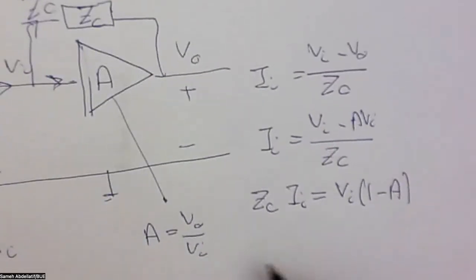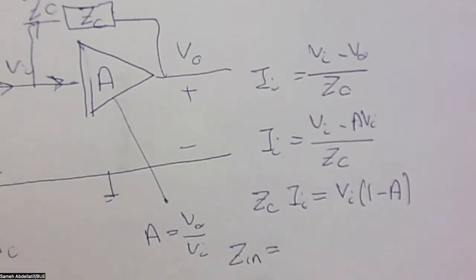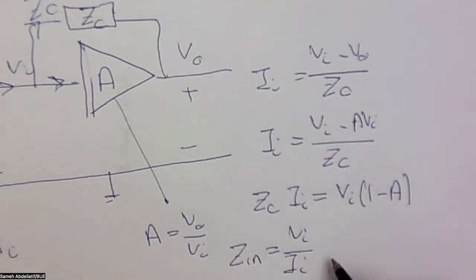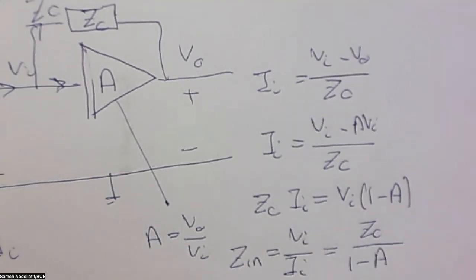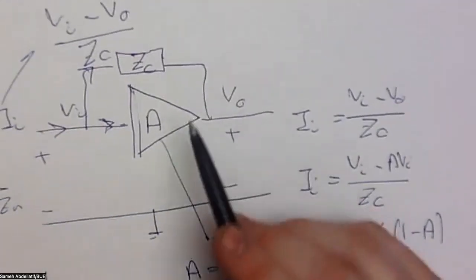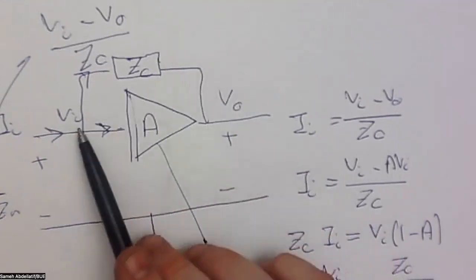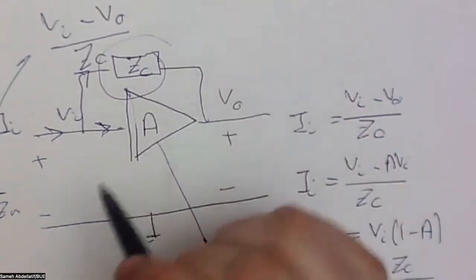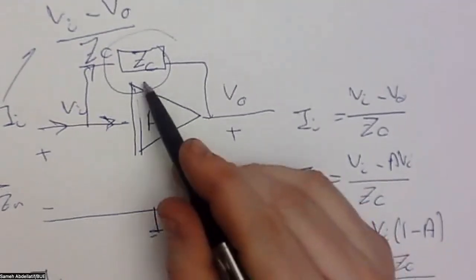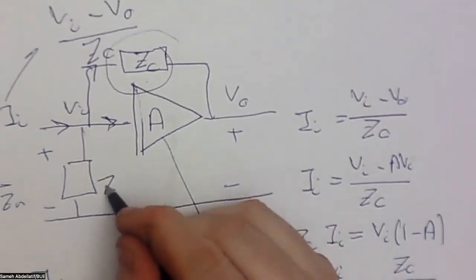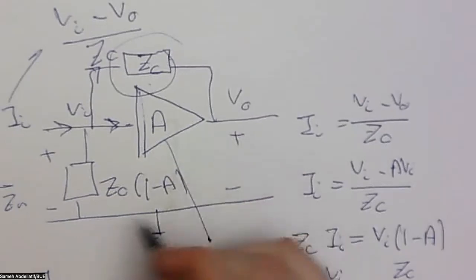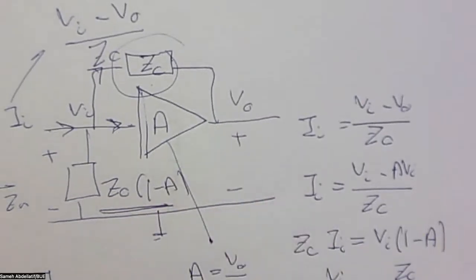Okay, then what about Z input? So Z input is V input over I input, which will be ZC over 1 minus A. So if you have a Miller capacitance connecting your output terminal to the input terminal, this Miller capacitance can be considered as an input impedance with value ZC over 1 minus A, as you can see here.